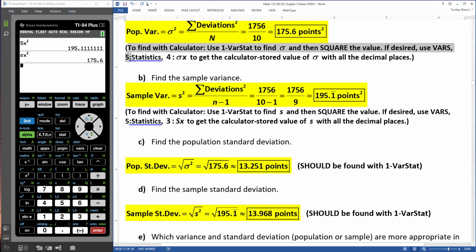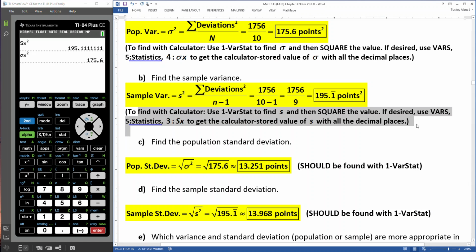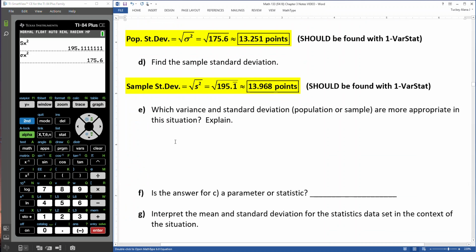But if ever you want all the accuracy, this is how to do it, right? You go to one variable stats, you find your sigma or your S value, then you square that value. If you want to, you can use vars, then number 5 statistics, then either number 3 for Sx or 4 for sigma x to get the calculator stored value of S with all the decimal places before you square it. All right, so that's how to find that by calculator, which is very useful. That's the way you're going to do it. That's the way you're expected to do it. Never, never, never do it by hand again. That was a one-time thing to get you to understand how this works.